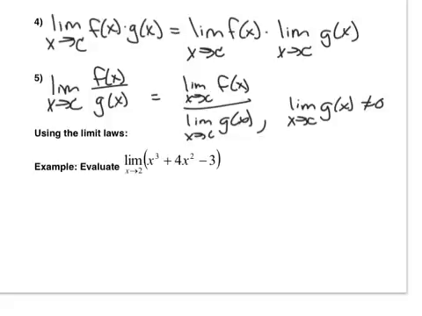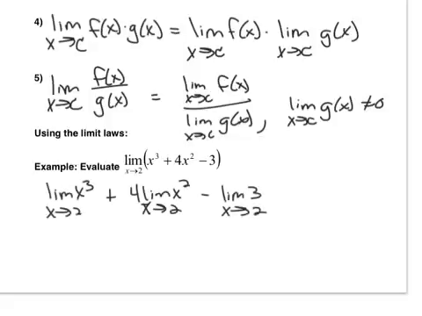So if you look at the first example here, I want to evaluate the limit as x approaches 2 of x cubed plus 4x squared minus 3. Well, what we can do is break this up into 3 tiny functions, and then use the laws to evaluate them. So I'm going to break these out, and when I separate them, here's what I get. I get the limit of x cubed as x approaches 2 plus 4 times the limit of x squared as x approaches 2 minus the limit of 3 as x approaches 2.